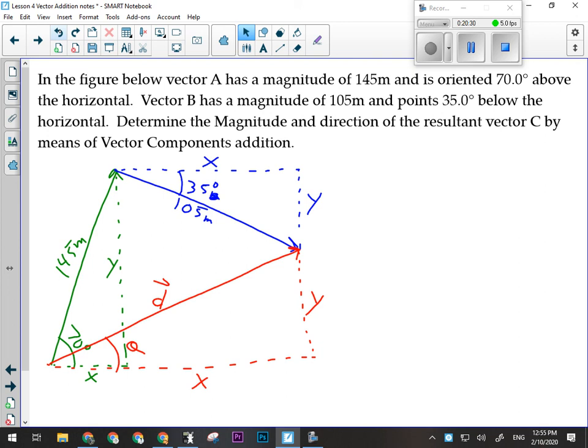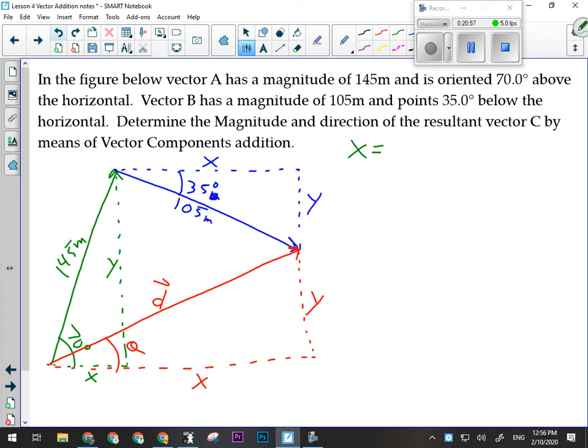So now we're going to look at how I calculate green x, green y, blue x, and blue y. We'll start out with green x. This is like step 2, finding the components. Green x, is it adjacent or opposite to the 70-degree angle? It's adjacent. It's touching it. So what trig function do I use if I have the hypotenuse and the adjacent side?